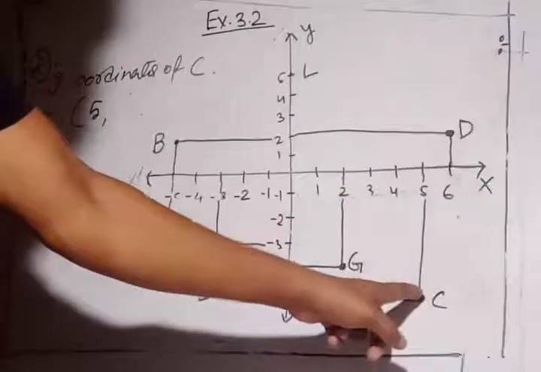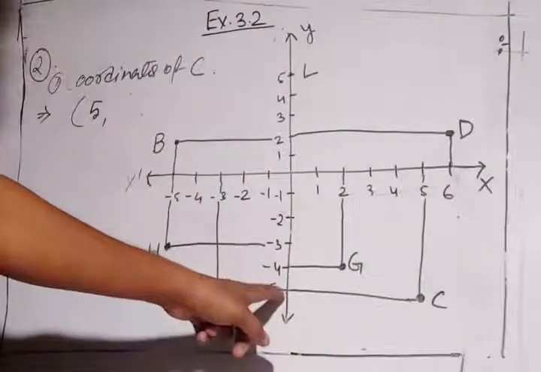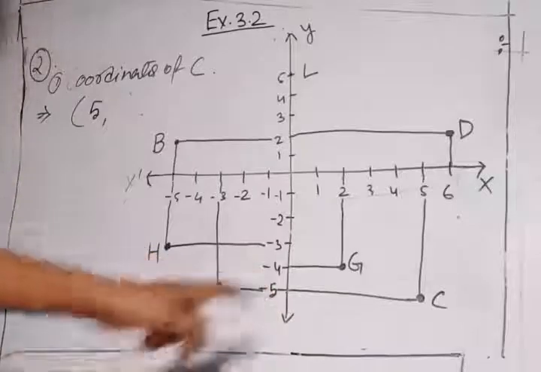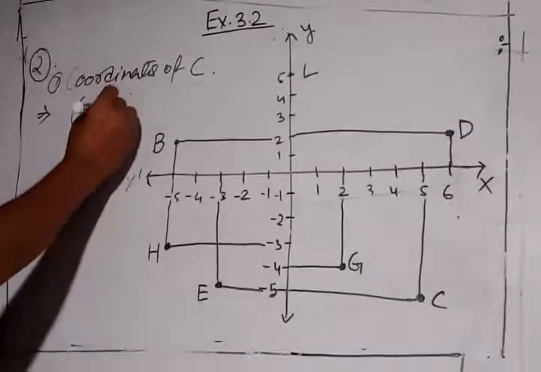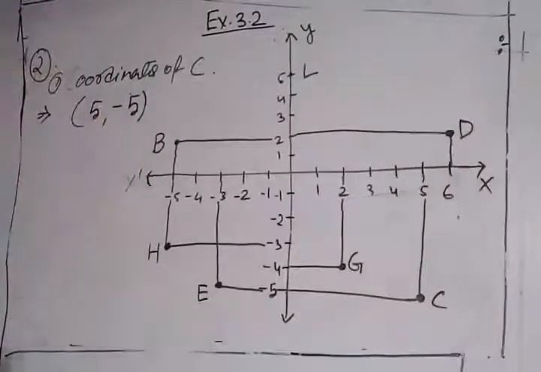Then see the y. Here it is also 5, but this is minus 5. So the answer is 5 comma minus 5. This is the coordinates of C. That means at C, what are the values of x and y?